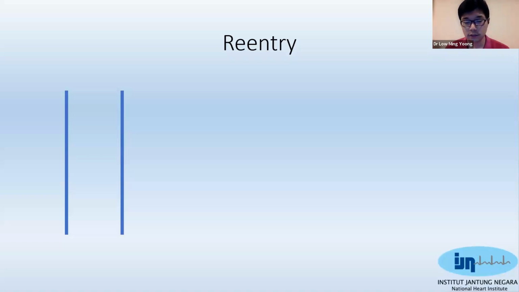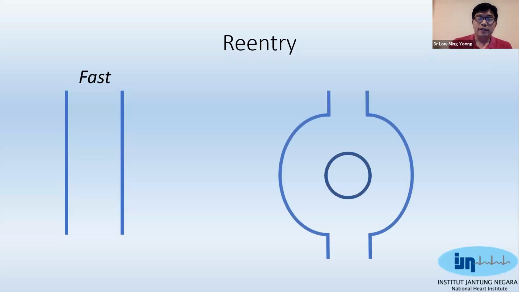So let's say you have AVNRT, meaning you have two pathways, one slow and one fast. But in normal people, you only have one pathway, which we call fast. If you only have one pathway, there's not much slow and fast involved because you only have one. There's nothing to compare. Whereas if you have two, and one you label as fast, one you label as slow, the slow is not actually slow, but it's slow in relation to the fast one. If you have one pathway, you've got nothing to compare, right?